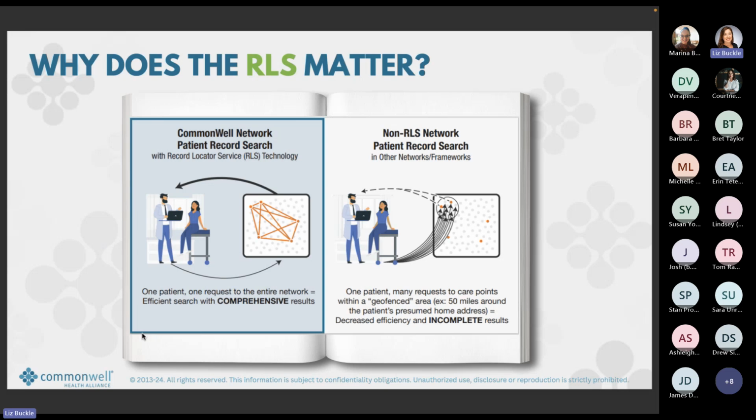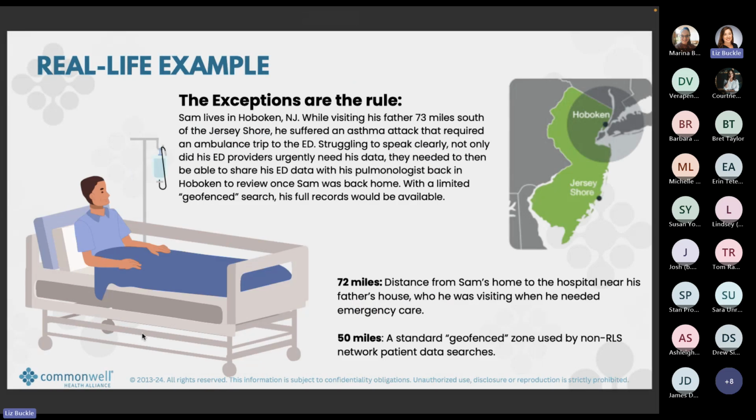So again, this drives home that same point. I'm going to probably bypass this slide pretty quickly because I have another video that will walk through this. But again, we feel very strongly that the patient record search leveraging the RLS is the best model because it allows for a comprehensive search result. And this is a real life example, which also plays out in the video I'm going to share. In my example about myself living in Wilmington, I talked about a 50-mile radius around where I live. In this real life example, the person living in Hoboken traveled 73 miles, so not too far outside of the 50-mile radius, but just far enough that a geofencing search would not return his clinical data in a time of need, in a time of emergency.